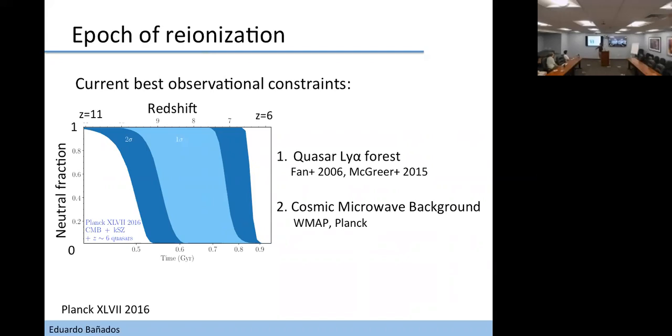For example, if the main contributors to reionizing the universe were massive galaxies or faint galaxies, the shape of this curve would be very different. But with the current constraints, you can basically reionize the universe in many different ways. So one of my main motivations is observationally trying to constrain this better. And I'm going to go back to this at the end of the talk.